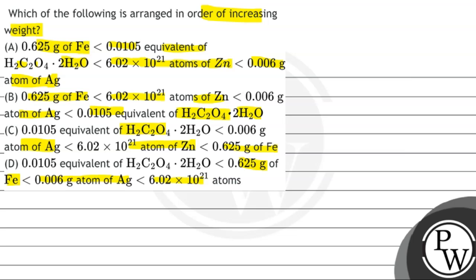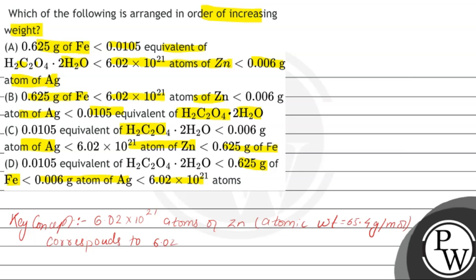So please note that the key concept of this question is that 6.02 into 10 to the power 21 atoms of Zn, having atomic weight 65.4 gram per mole, corresponds to 6.02 into 10 to the power 21 upon 6.02 into 10 to the power 23 into 65.4 gram, which is equal to 0.654 gram.